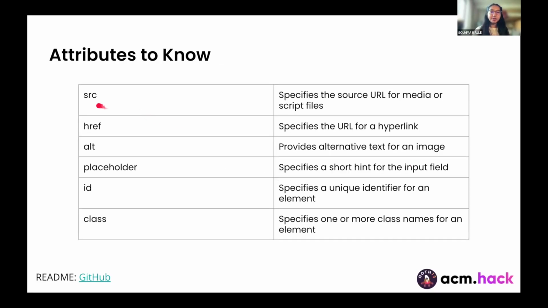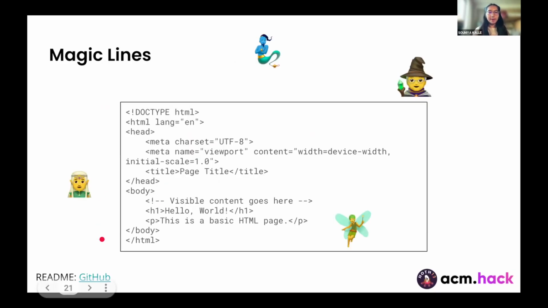Here are some important attributes, like we said, src. That's going to be any URL or whatever path to your image or whatever. This one is for links, and alt is just the title for your link or whatever. And yeah, we're going to get into ID and class specifically, but these are good ones to know. All right.